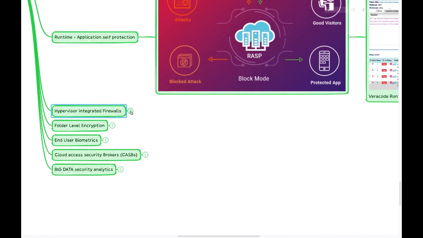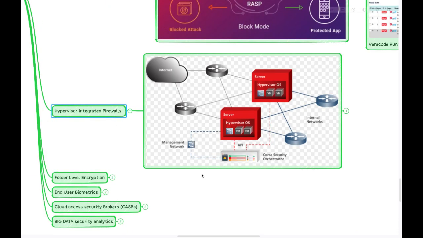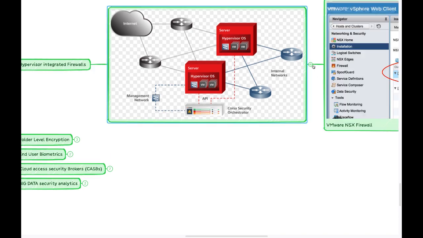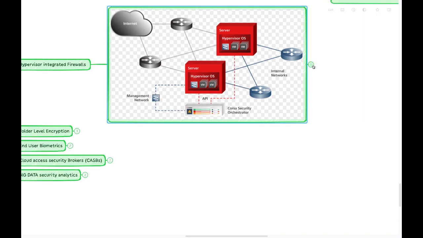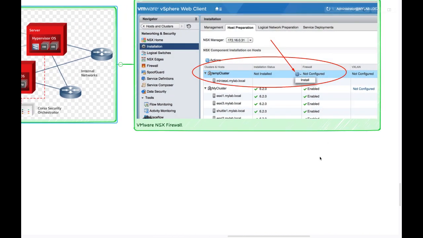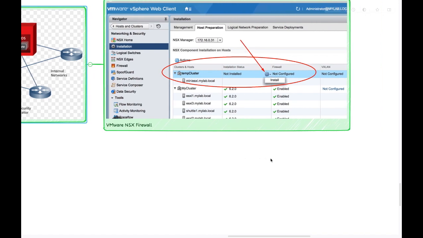Hypervisor integrated firewalls. Hypervisor integrated firewalls are security solutions that operate at the hypervisor level to protect virtualized environments. They offer centralized security management and control for virtual machines and networks. Example tool: VMware NSX Firewall is a hypervisor integrated firewall that provides microsegmentation and security for virtualized environments.